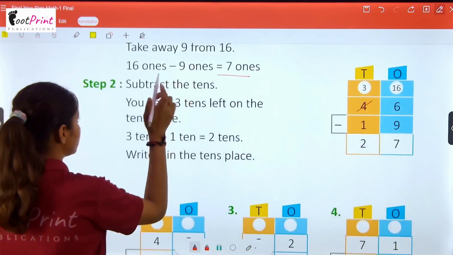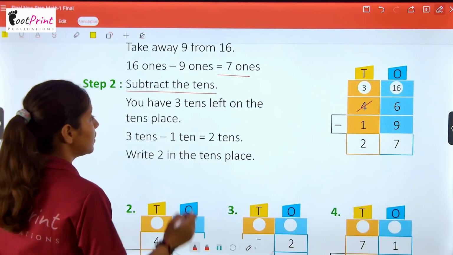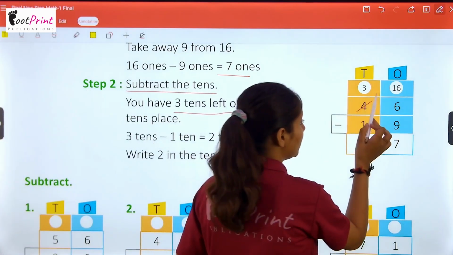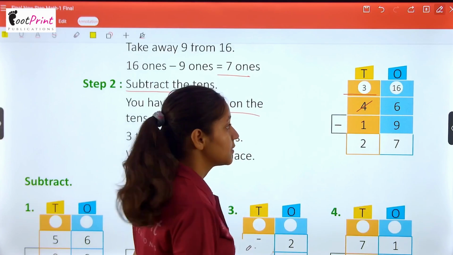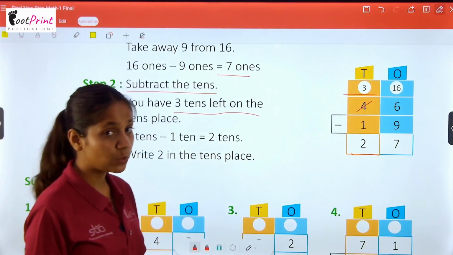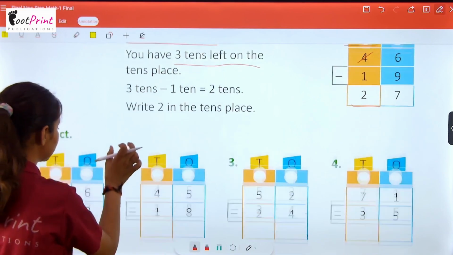Now step 2 says subtract the tens. You have 3 tens left on the tens place. So we have 3 tens here. Okay. So 3 tens minus 1 tens are 2 tens. So the answer is 2 tens, 7 ones, that is 27.